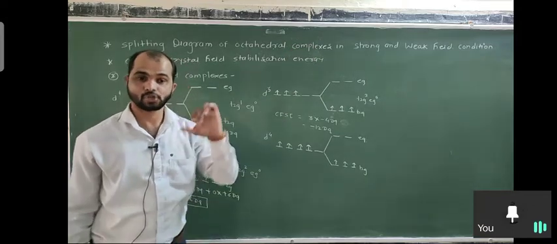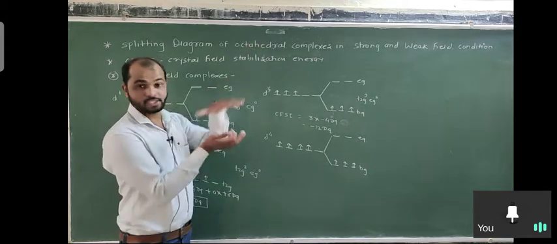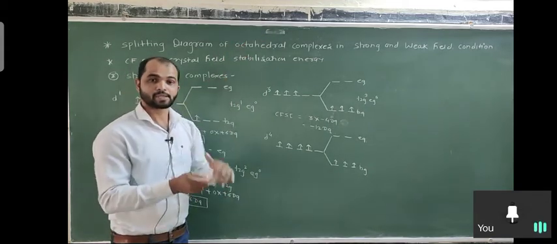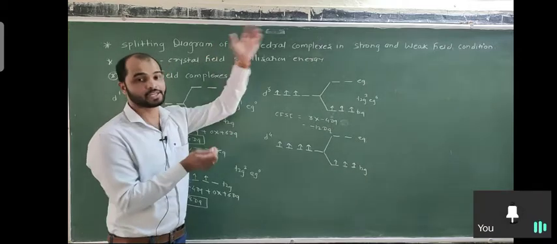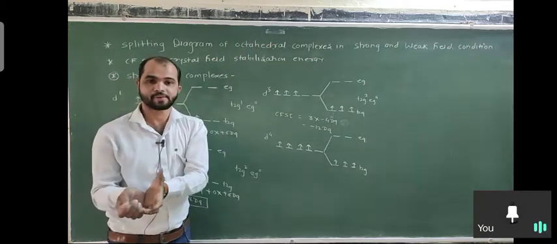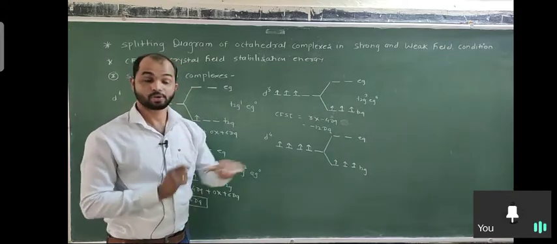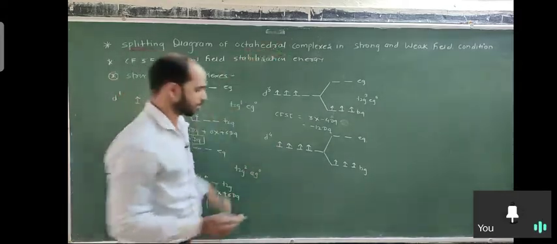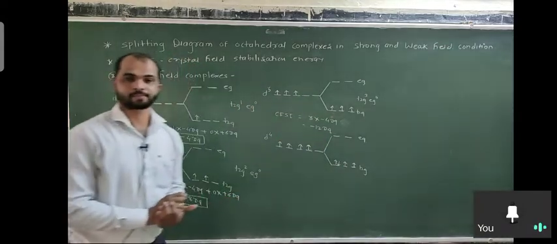Because in strong field condition, the 10 Dq value is more, because the condition is strong. That's why the pairing is lower. Instead of going to the higher state, it requires more energy, so pairing energy is available. It is the minimum energy, so the electron does the pairing and does not go to the excited state. So the fourth one comes to make a pair.